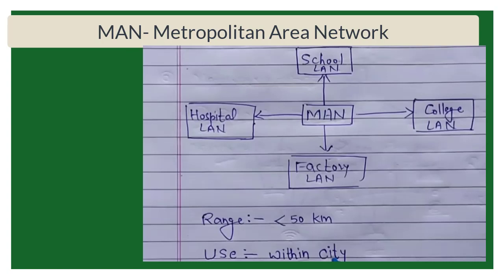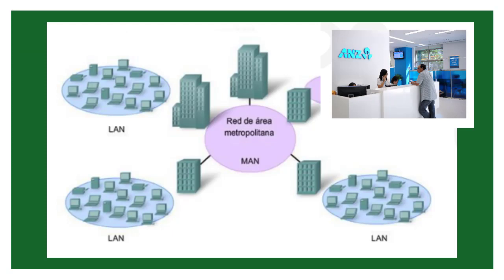MAN. MAN stands for Metropolitan Area Network. MAN is a larger network than LAN. It is spread across the city. Since it covers a city, it is called metropolitan. Network size generally ranges from 5 to 50 km. Example, cable television, branches of local bank in a city, etc. Basically, it connects two LANs.